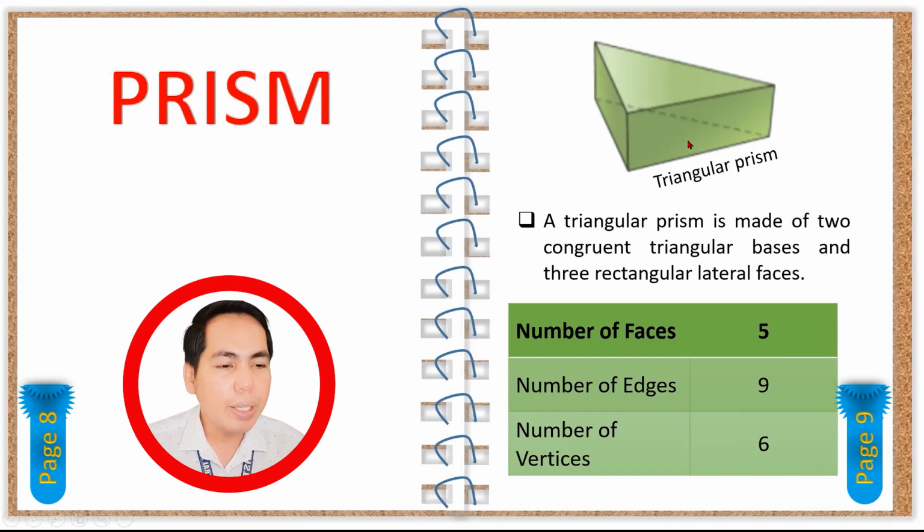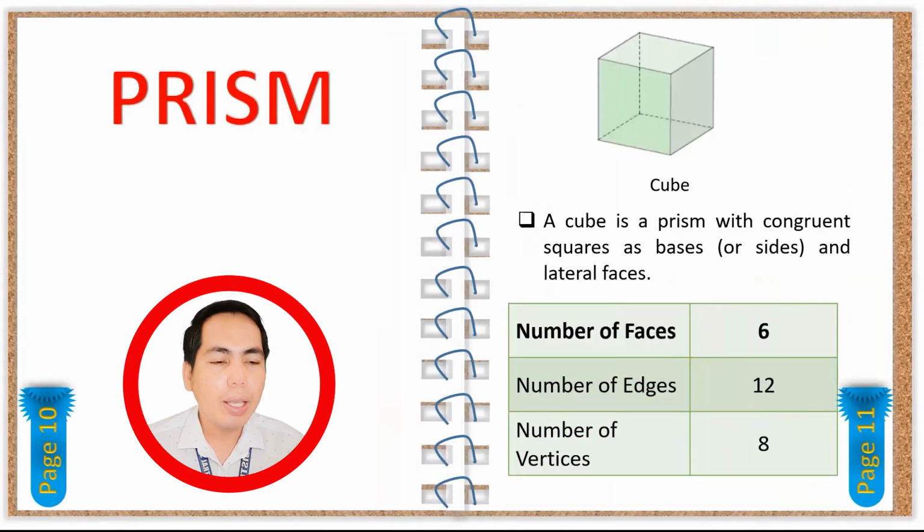Faces, how many faces does a triangular prism have? So we have 1 and 2 bases, and we have 1, 2, 3 lateral faces for a total of 5 faces. How about edges? So you have 1, 2, 3, 4, 5, 6, 7, 8, and 9. There are 9 edges. Vertices, 1, 2, 3, 4, 5, 6. So there are 6 vertices. So a triangular prism has 5 faces, 2 bases, 9 edges, and 6 vertices.